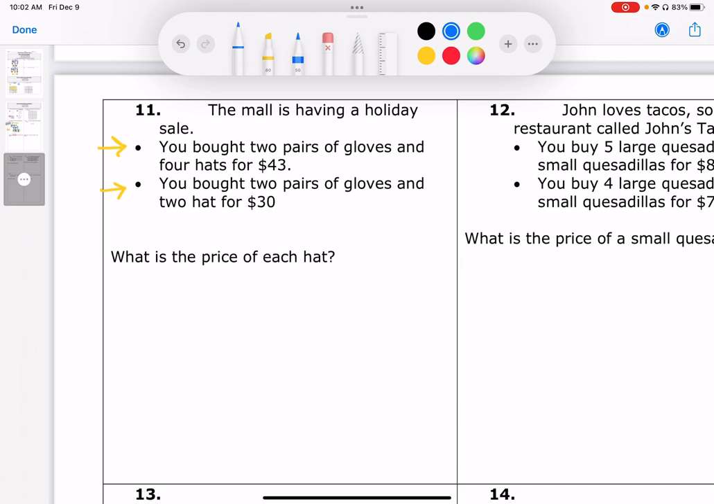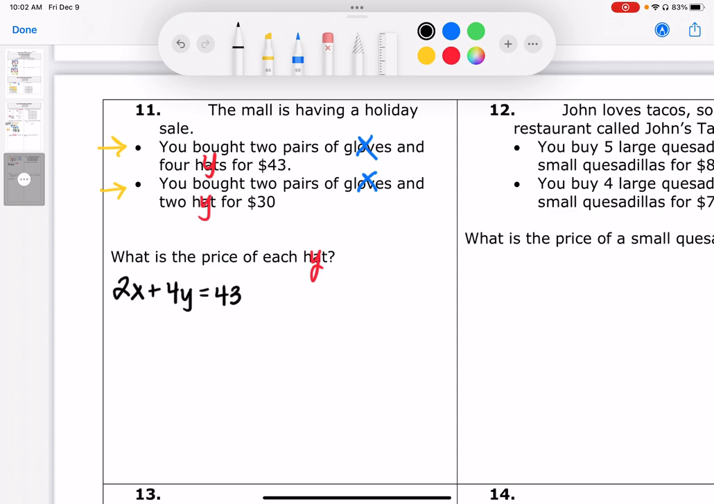So because we're buying gloves and hats, gloves is my first variable. So every time I see the word gloves, I'm going to write an X, and that makes hats my Y value. So when I go to set up my first equation, it says I have 2 pairs of gloves and 4 hats, and I paid $43.